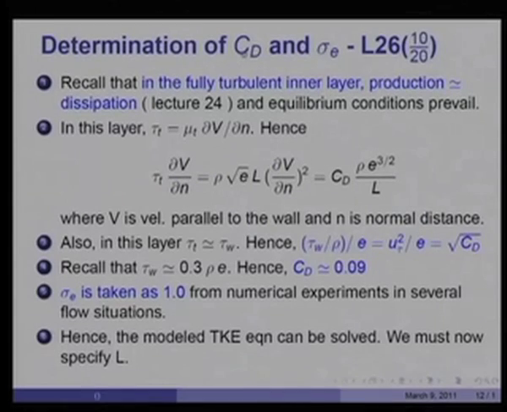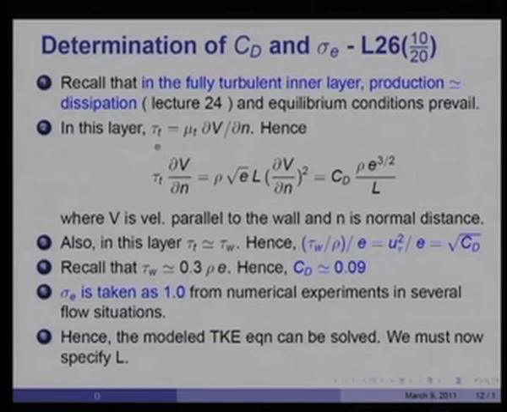So, how do we get CD and sigma epsilon? Now, recall that in the fully turbulent inner layer, production is very nearly equal to dissipation as we saw in lecture 24, and the equilibrium conditions prevail.